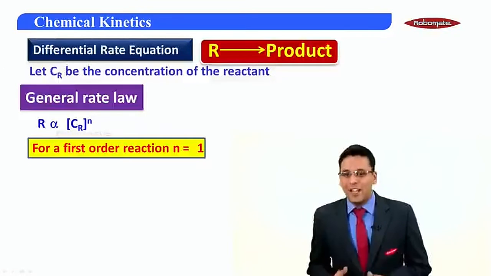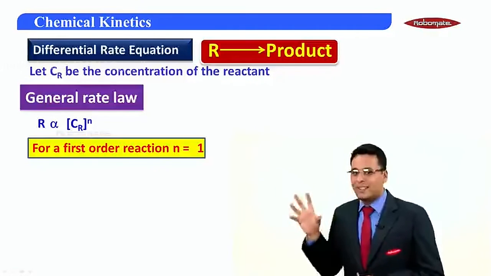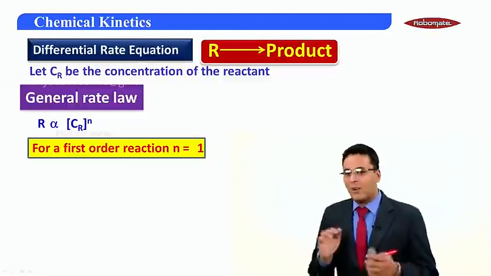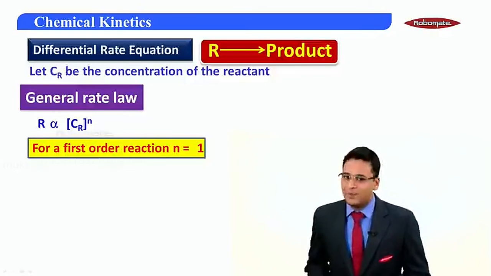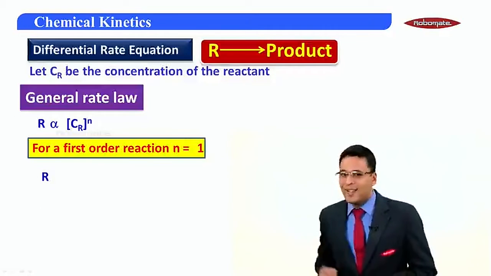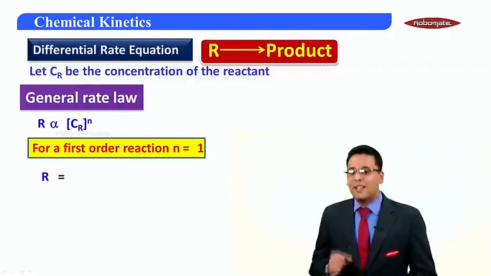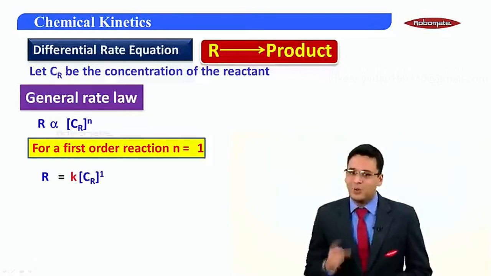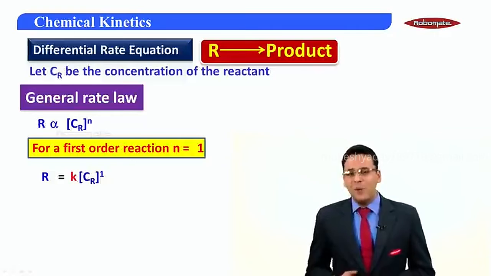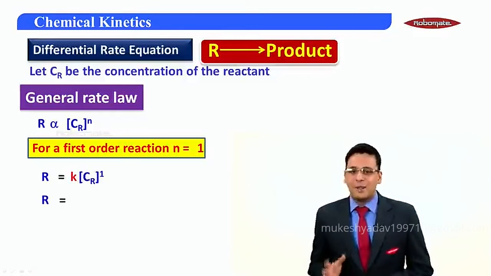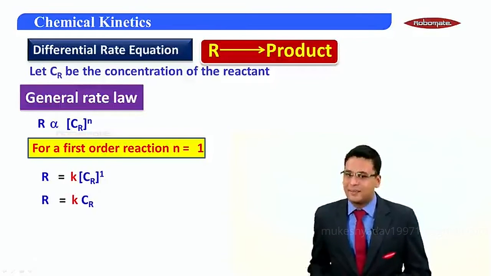So all we have to do is substitute all these things in the rate law expression. We will finally wind up with R, that is the rate of the reaction, equal to k into Cr raised to 1. Now we have already seen this: R is equal to k into Cr.